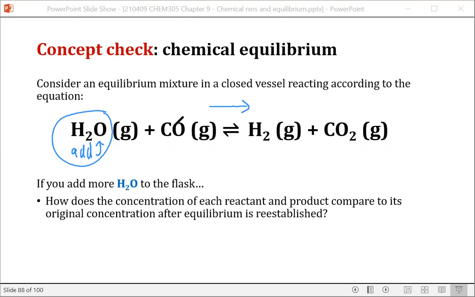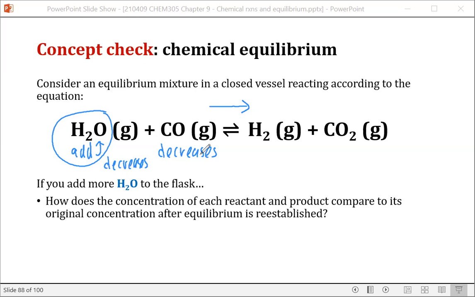So what's going to happen is the concentration of CO is going to go down, because as the forward reaction rate speeds up, CO is being consumed more rapidly than it was before. The concentration of H2O is still going to decrease because it's going to be used up, but because we added more H2O, it's not going to decrease necessarily the same amount as CO, because if we only added H2O, then we have extra H2O to use up, but we don't have any extra CO to use up necessarily.